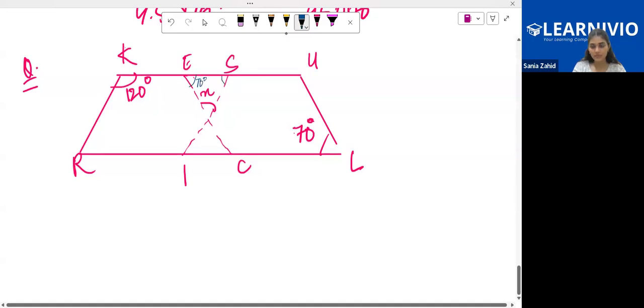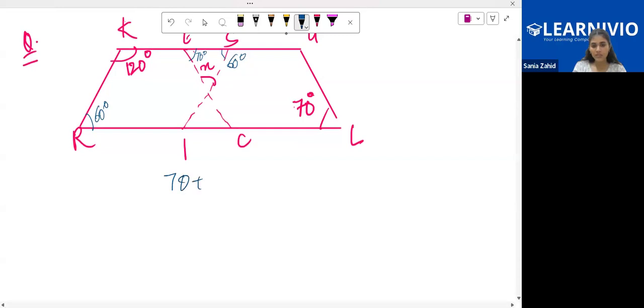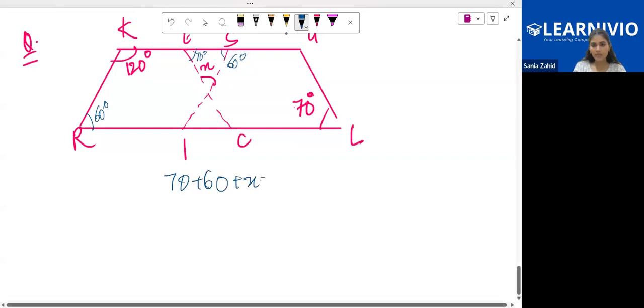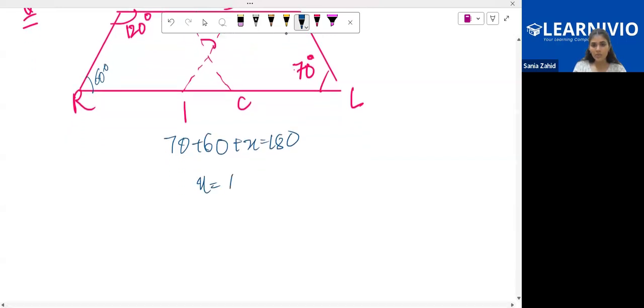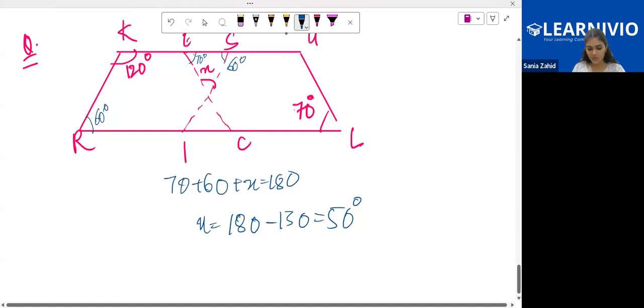Ma'am, angle R is equal to 60 degrees, adjacent angles. 60 degrees, okay. And angle S is also equal to 60 degrees. Okay, and then angle X is equal to 50 degrees, angle sum property. 60 plus 70 plus X will give you 180. Then X will be equal to 180 minus 130, which is equal to 50 degrees. Ramesh, please see the solution. This is how you solve it.